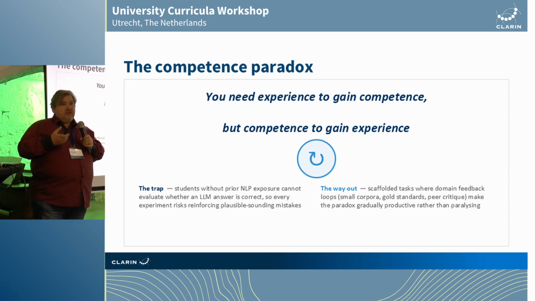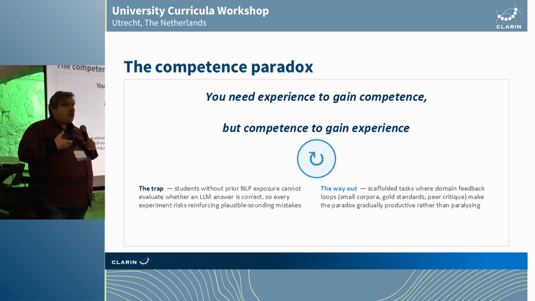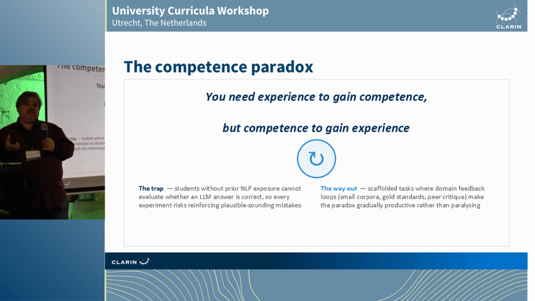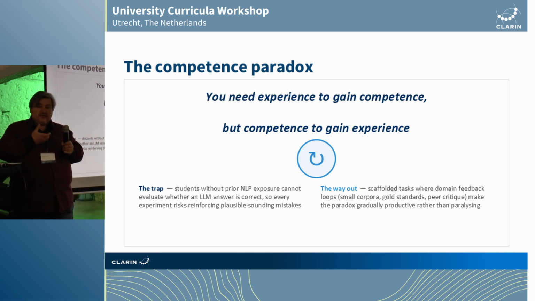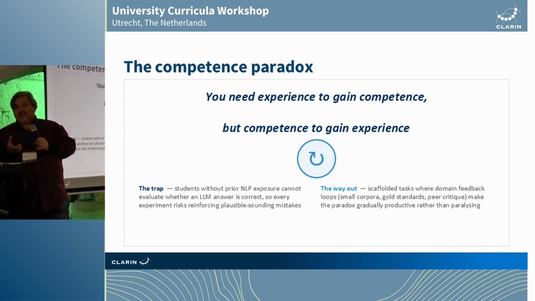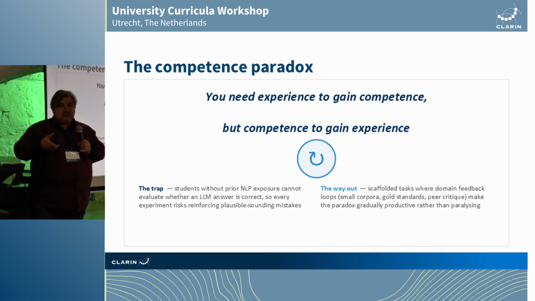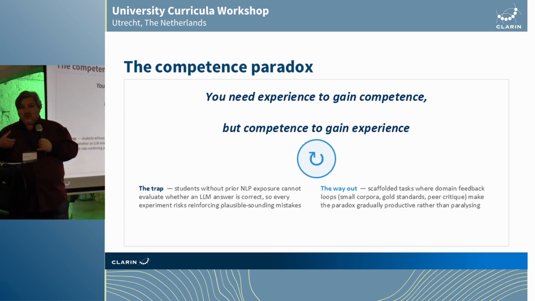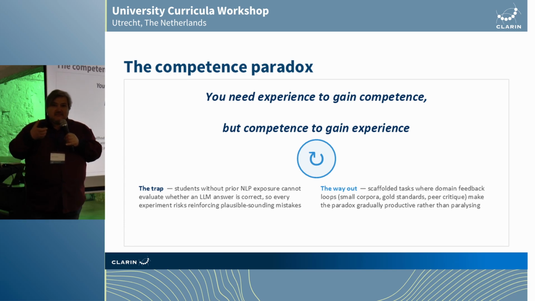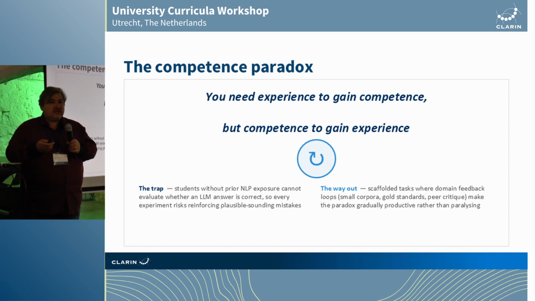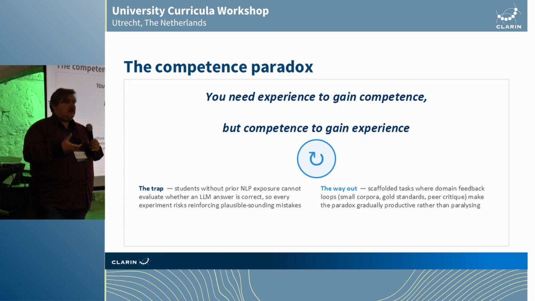So the big problem, the most important thing that we must address, is that we have a competence paradox. We want our students to acquire competence, okay, but competence is based on experience. So you need experience to gain competence, but competence to gain the experience. So how to go outside this loop? In my experience, by teaching that, I see that the LLMs can help, because they are accelerators of experience.